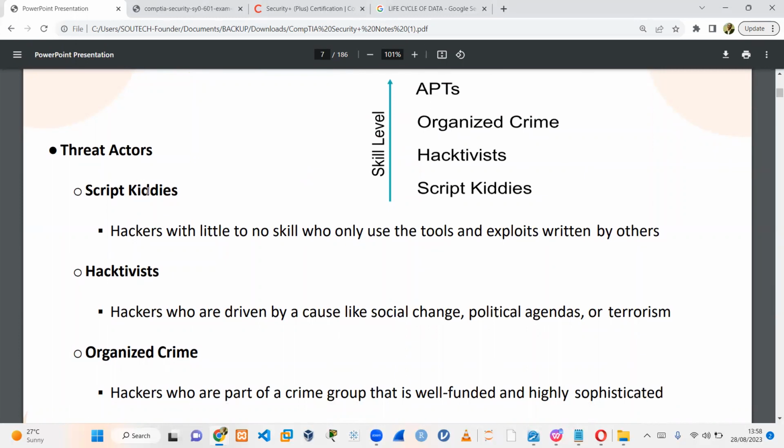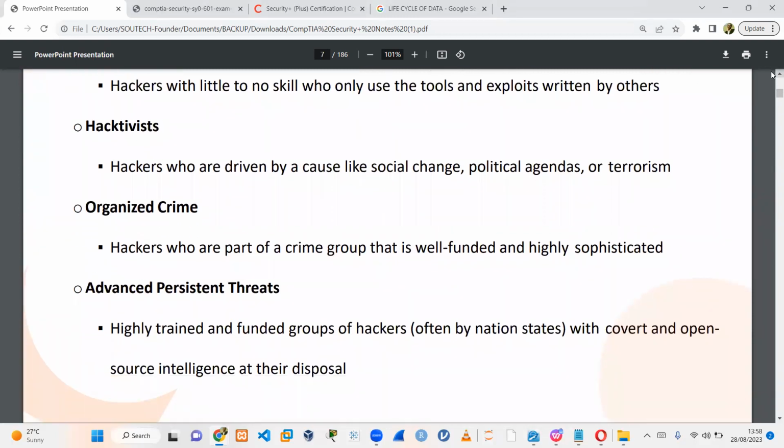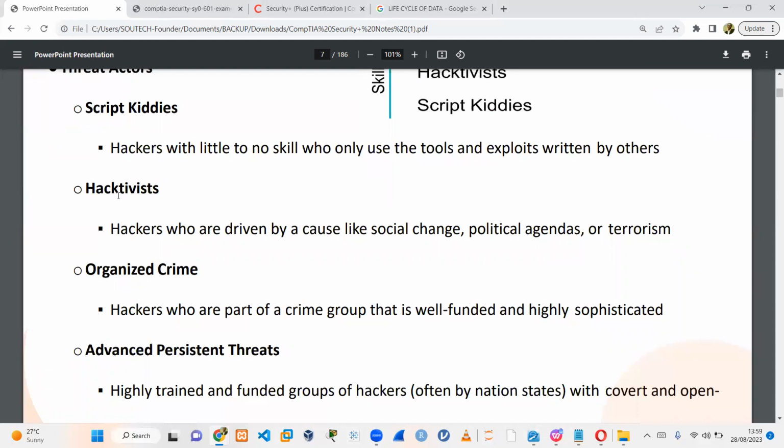Now, another way we can classify hackers is to look at how they act. We can look at what roles they play. So we have script kiddies, like I've explained before. They will have hacktivists. Most of the time, these are synonymous with state-sponsored hackers, but at times they can be independent. Social change, that's why they're hacking. Political agenda, that's why they're hacking.